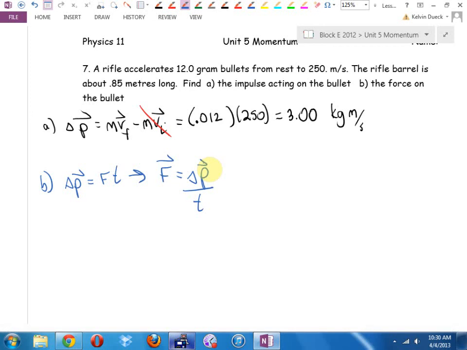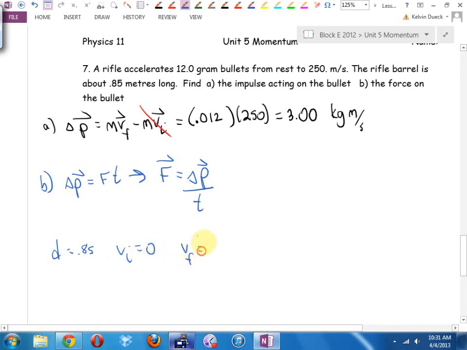Well, we've gotten good at this by this time of the year. What else have they told me? What haven't I used yet? I think even though technically they're asking me to find the force in part B, I'm going to spend most of my time finding time. No pun intended. So I'm going to write down D equals 0.85. I agree. What else do I know? Oh, V initial equals, hey, this is a great review. V final equals 250.